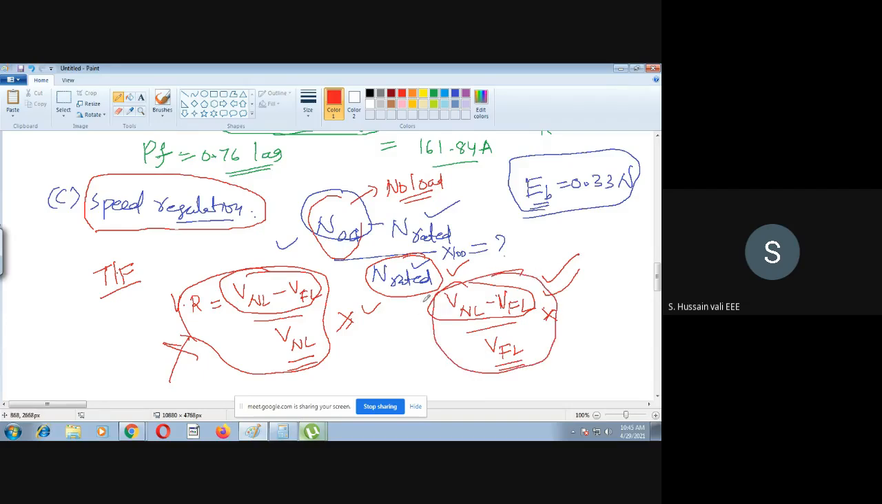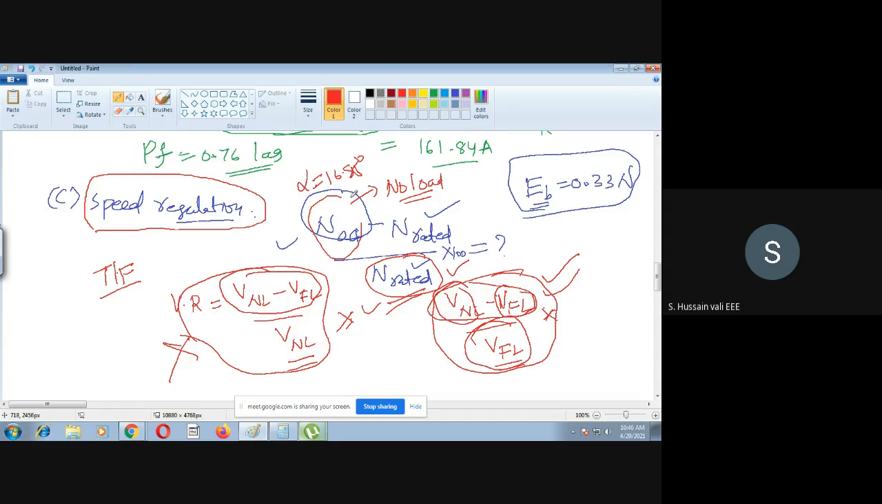In the case of motors, you generally find the speed regulation with respect to the rated speed. So in the denominator you take only the rated value, which means the full load value. Now, the numerator is no load minus full load. The actual speed is the speed at alpha equal to 16.85. At this firing angle, he is asking you to find the speed. But which speed? You have to find the no load speed.